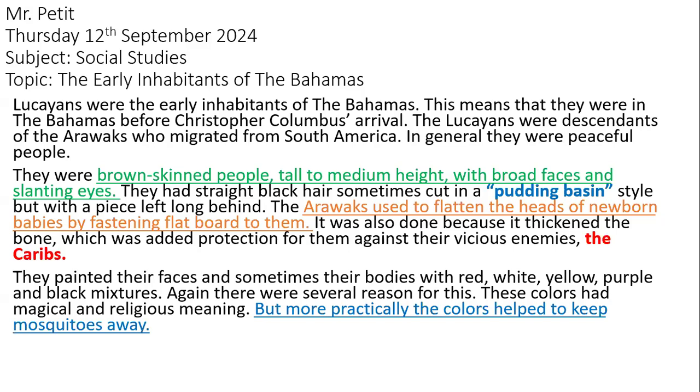Jeremiah Rule. What was the purpose of flattening the heads of the babies? The Arawaks flattened their babies' heads because it thickened the bone, which was protection for them against their vicious enemies, the Caribs. Very good.